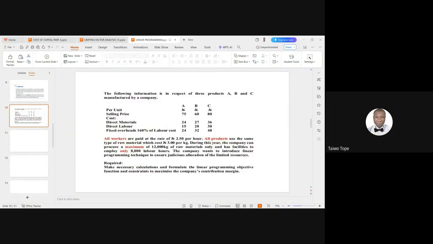So in an examination situation, you can be asked a theoretical question. As a matter of fact, when you go to the study part and to the Pathfinder past question, you will see theory questions on linear programming. You can be asked, what is the usefulness of linear programming to an organization? This is one of the answers: linear programming technique will help an organization to judiciously allocate its limited resources.